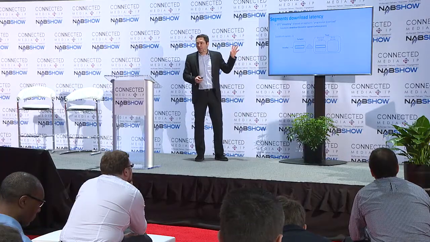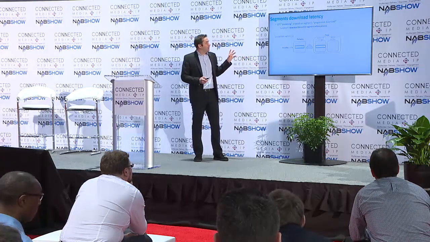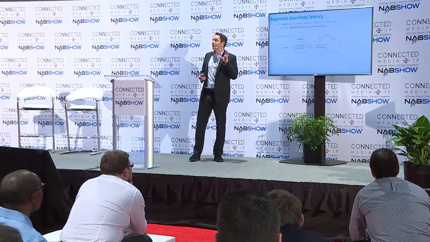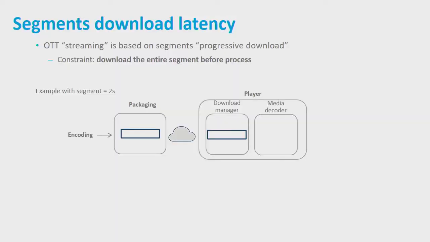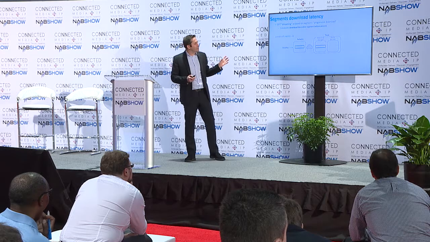So now about segmentation, how does that work? We're always talking about OTT streaming, right? But it's not exactly streaming actually. It's a progressive download. It's a progressive download of little segments, right? So it feels like it's streaming, but it's still progressive download. And what's the impact of that?